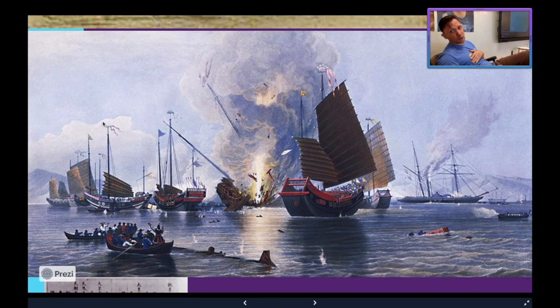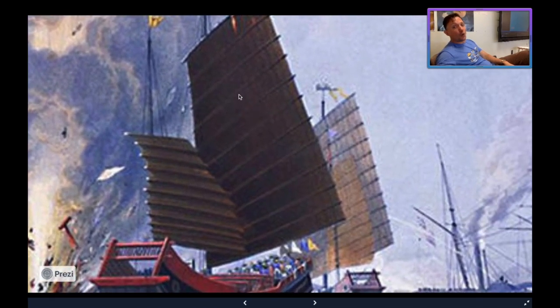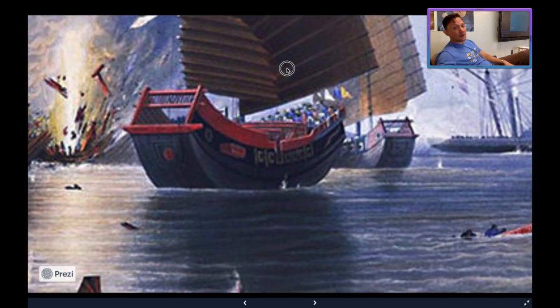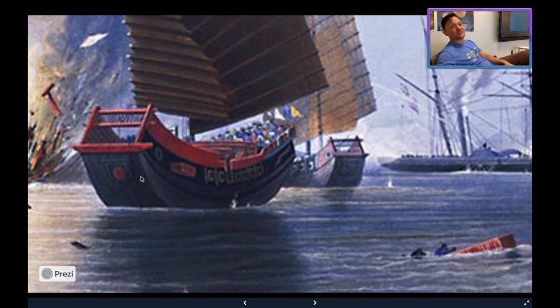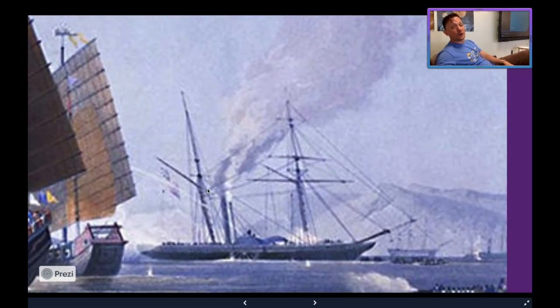Let's use this picture really quick as a good example of that, right? These were Chinese naval ships going into this war. As you can tell, they are still wind-powered with sails, right? But this one right here is being detonated and exploded because it's just been shot by this British warship known as the HMS Nemesis. Look at that smokestack right there. That bad boy is powered by a steam engine, right?